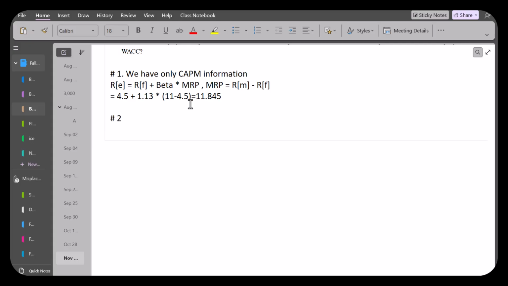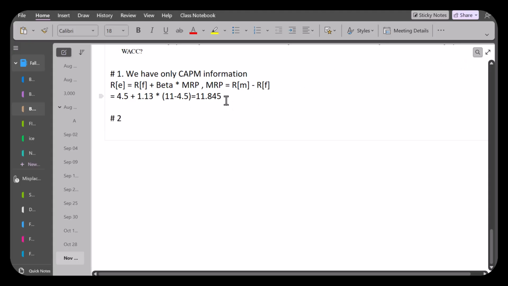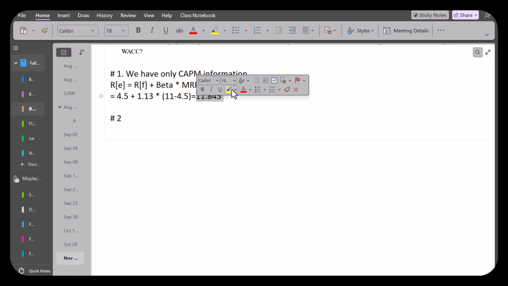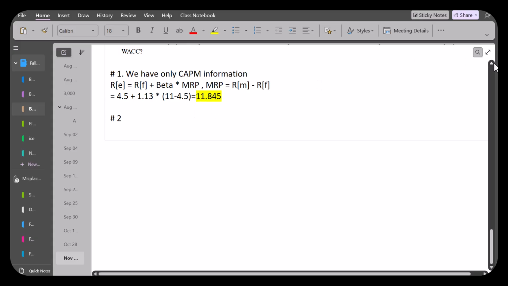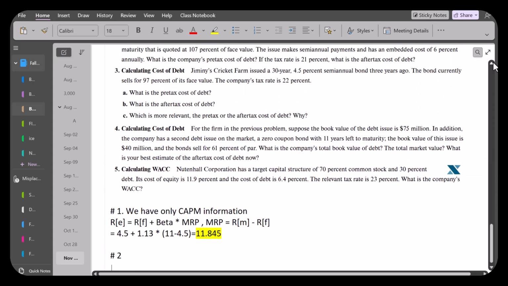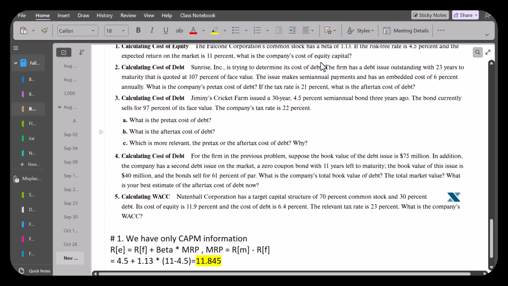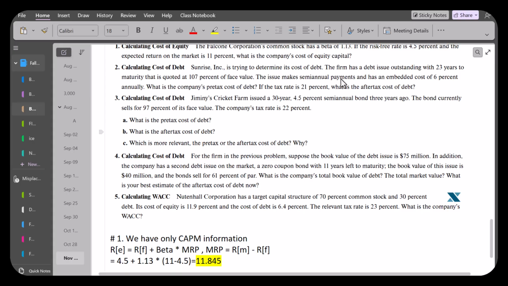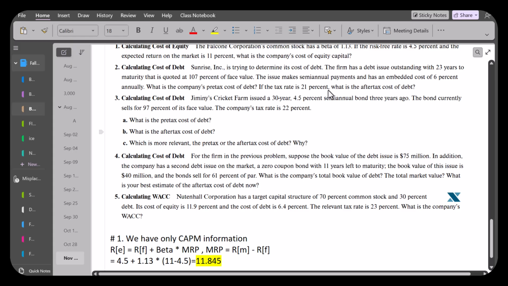So let's see what number two is asking. Cost of debt. We have bonds outstanding 20 years, quoted at 107%, semi-annual payments, and has an embedded cost of 6% annually. That's a fancy way of saying 6% coupon rate. What's the company's pre-tax cost of debt? And if the tax rate is 21, what is the after-tax cost of debt?